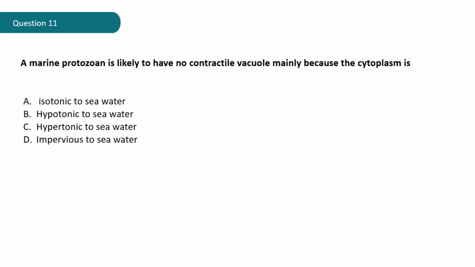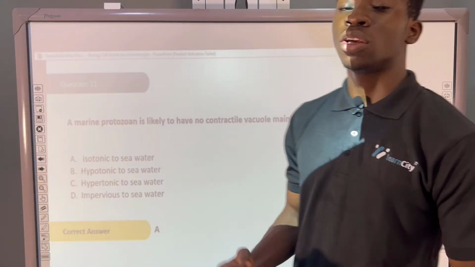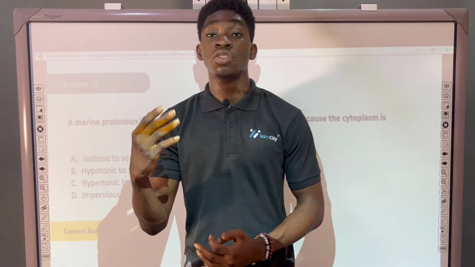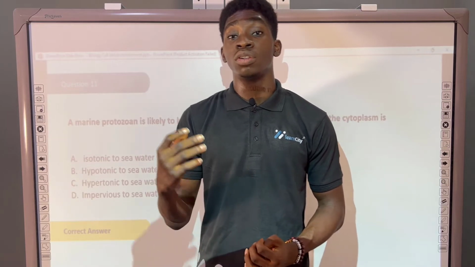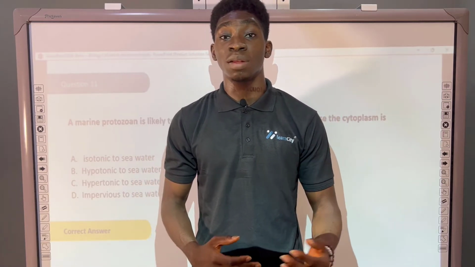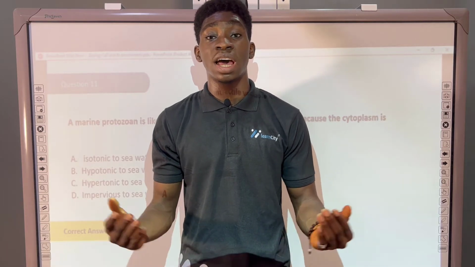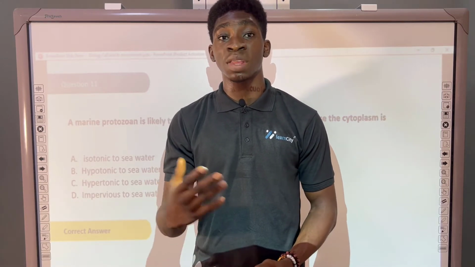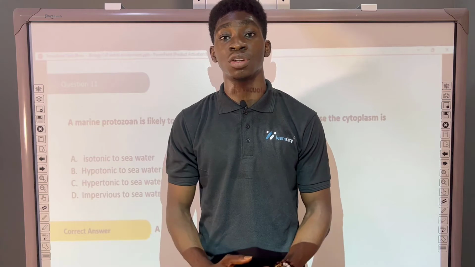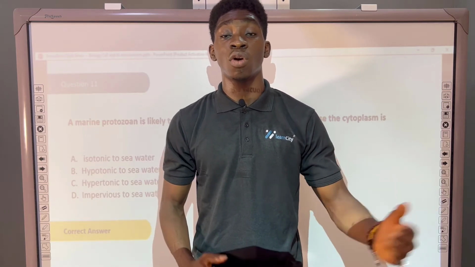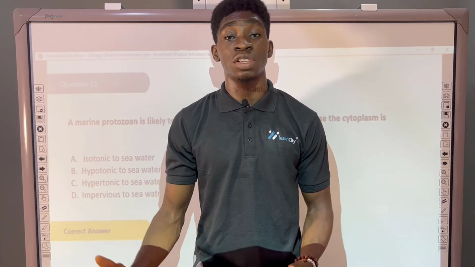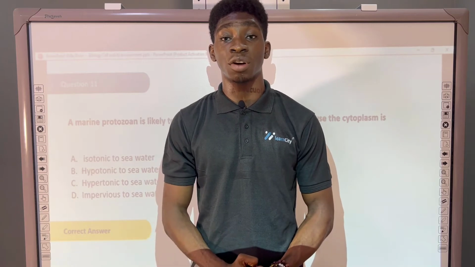Okay, now let's see what the correct answer is. The correct answer is A. Isotonic to seawater. The correct answer is A because contractile vacuoles help to get rid of excess water, and an isotonic solution is one in which both solutions have the same concentration. And if both solutions have the same concentration, there is no need for water to flow in or out of the cell, hence no need for the contractile vacuole.